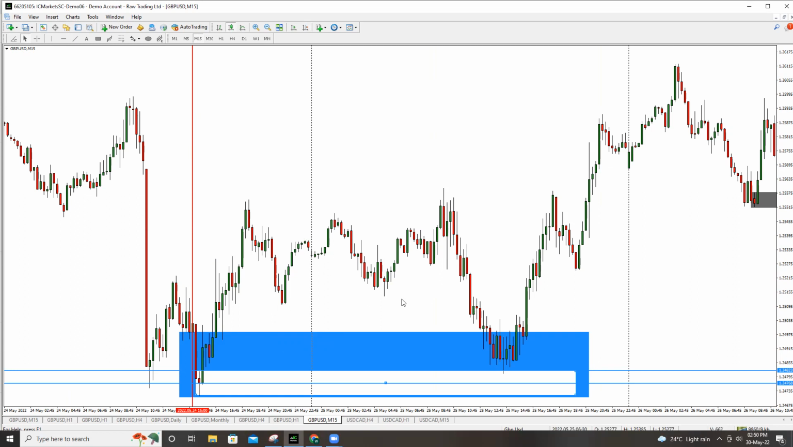Don't join with this. These are just trapping you so that they can get your money as they come back to the actual move. So just sit on your hands, wait for the market to actually come back into your block, and now you can get it.